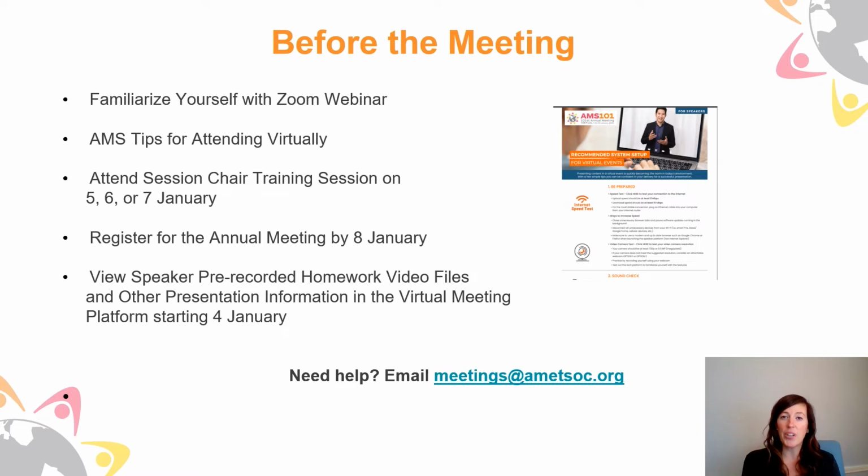Next, I'd like you to mark your calendars for the session chair training sessions that will happen on the 5th of January, the 6th of January, and the 7th of January. The 5th of January is for anyone involved in a lightning session. The 6th is for anyone who's involved in a keynote session, and the 7th is for anyone in one of our high-level presidential sessions. If you don't know whether your session is a lightning session or a keynote session, stay tuned and I'll tell you the difference. Also, I want to remind you to please register for the meeting by the 8th of January.